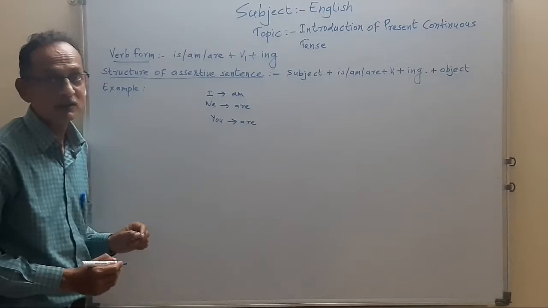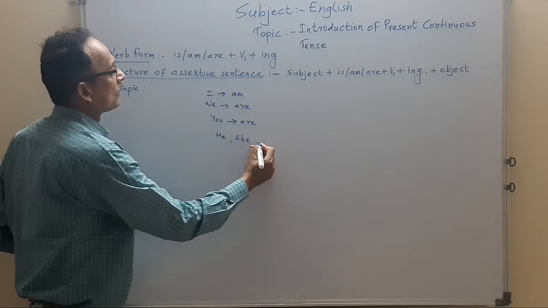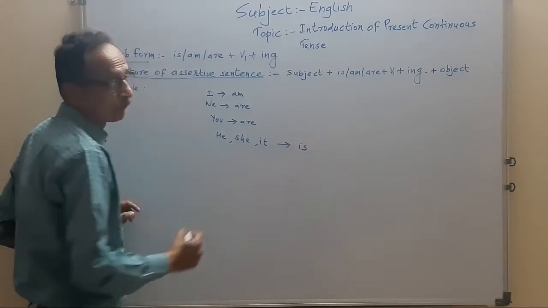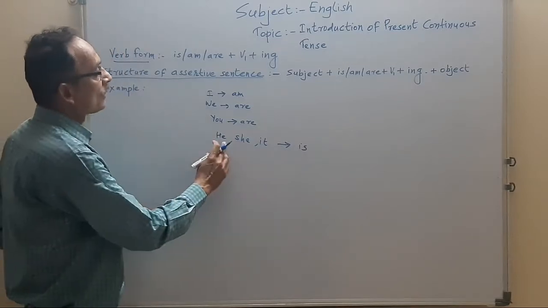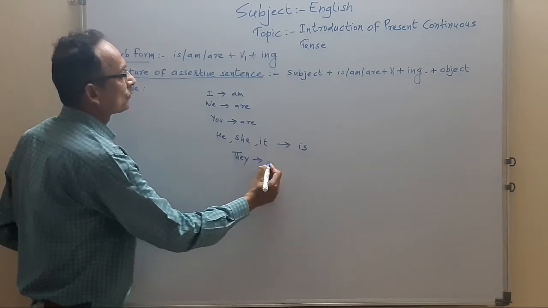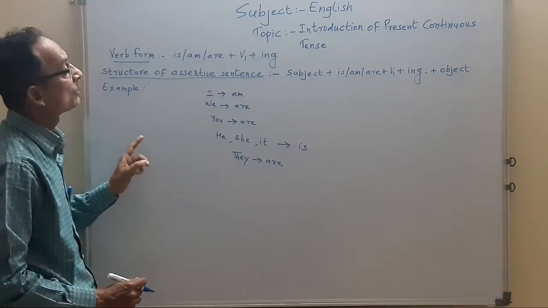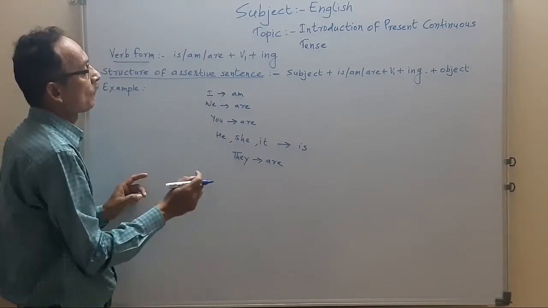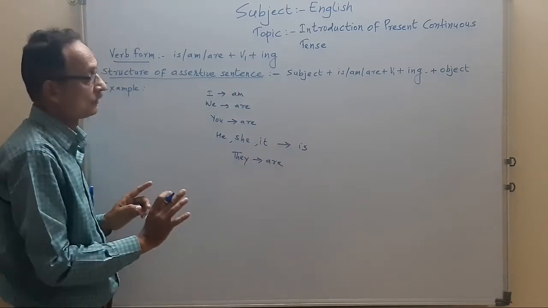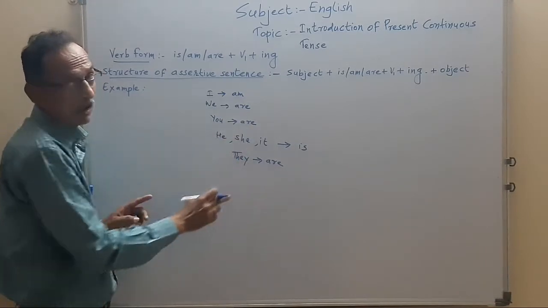In third person singular we use he, she and it. For that we use is. And the plural of he, she, it is they, and for they we use are. In that way, for the singular, I, he, she, it, we use am and is. And for the plural, we, you and they, we use are.